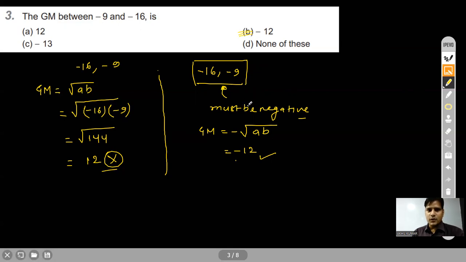Hope this is clear to all. Like, mean is something that will be in between the numbers, no? So that number must be between -16 and -9. It can never be positive. It can never be plus 12. It has to be minus 12. So our answer will be minus 12, option B. Okay.